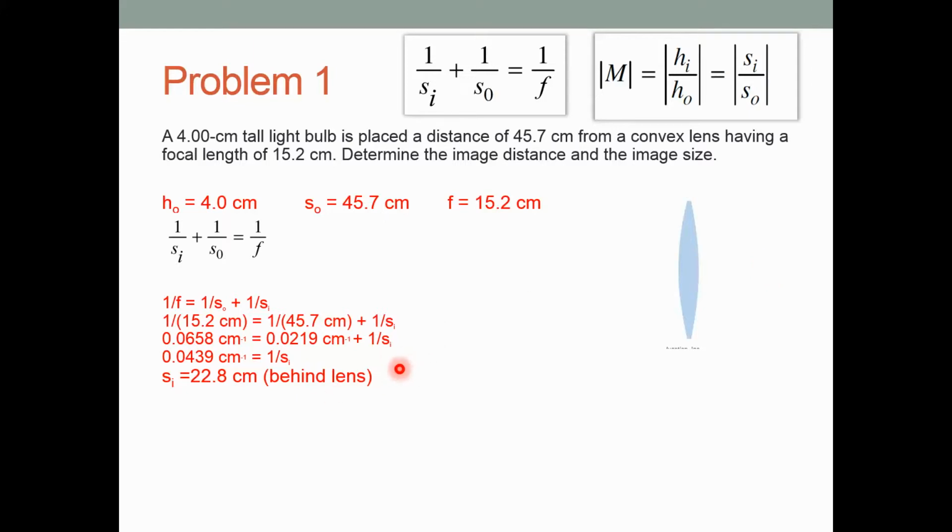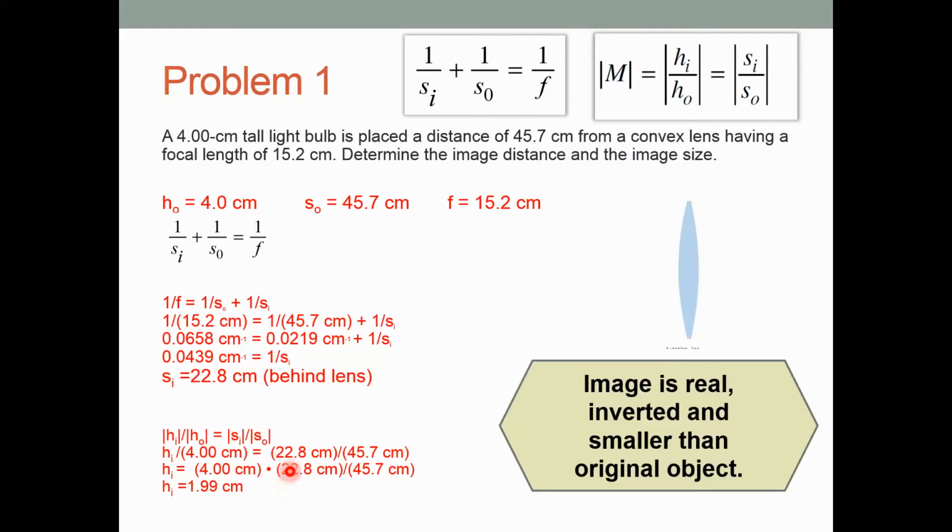And after we do our calculations, we find that our image distance is going to be positive also. That means that our image will be behind the lens, or over here to the right. Now we can find its magnification by plugging in our values, and we get 1.99 centimeters for the height of the image. So that tells us that the image is going to be on this side, which means light passes through it, so it's real.